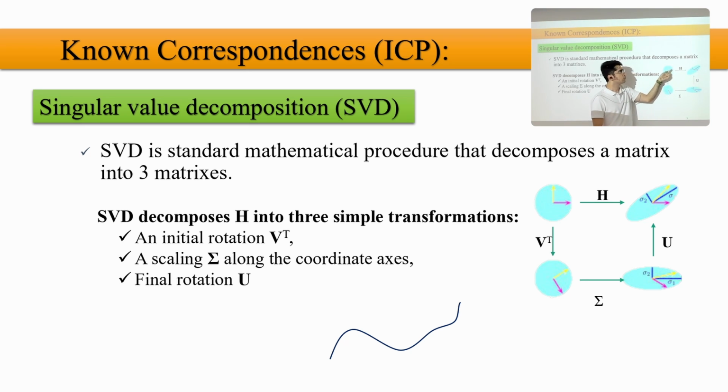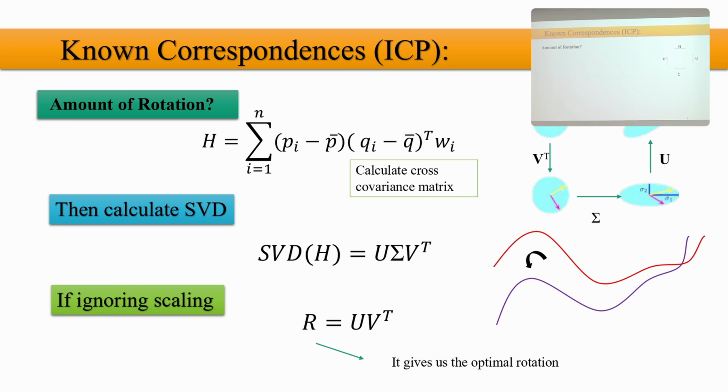So what we can do, we can mathematically decompose it into these 3 steps: V transposed, sigma, and U, each one in charge of doing different things. For example, this is a simple rotation at the beginning, this is scaling, and this is the final rotation. So we have an initial vector Vt, then scaling by sigma, as I explained, and a final rotation. This is called singular value decomposition.